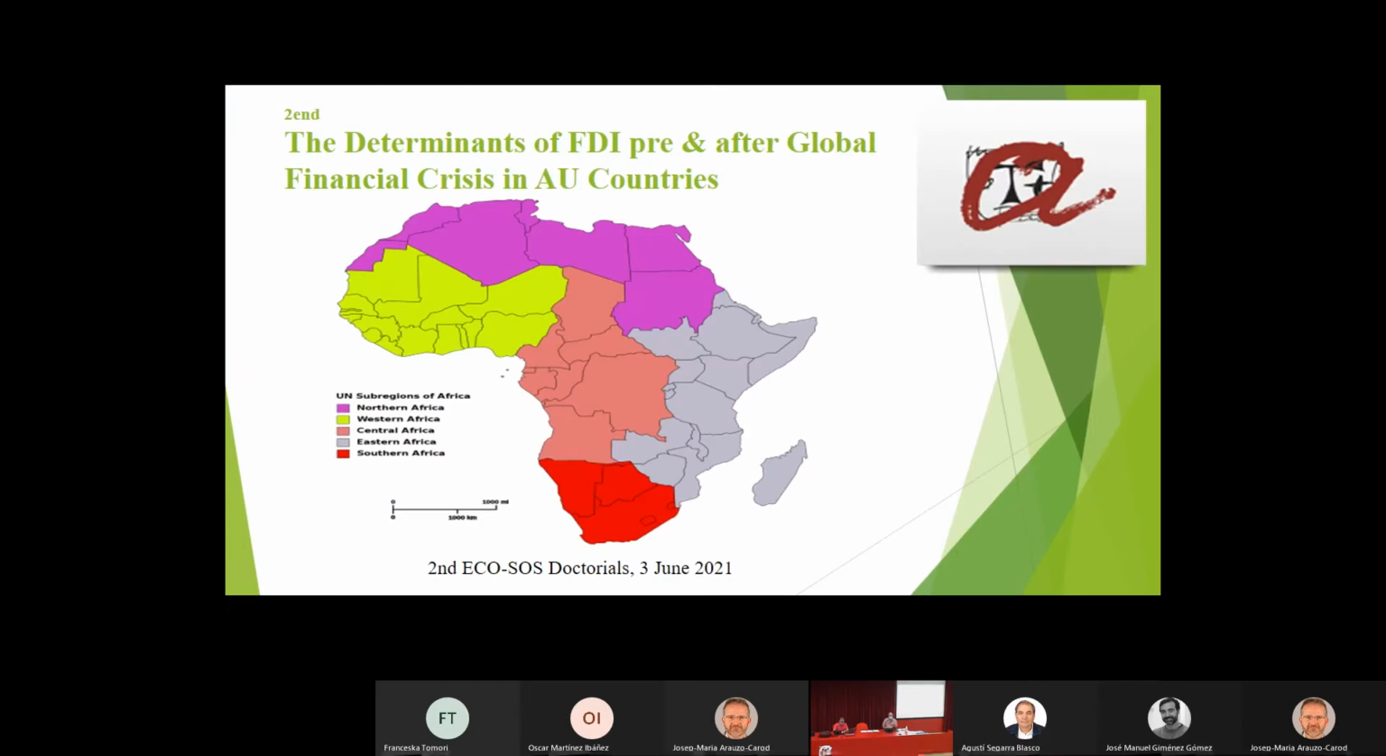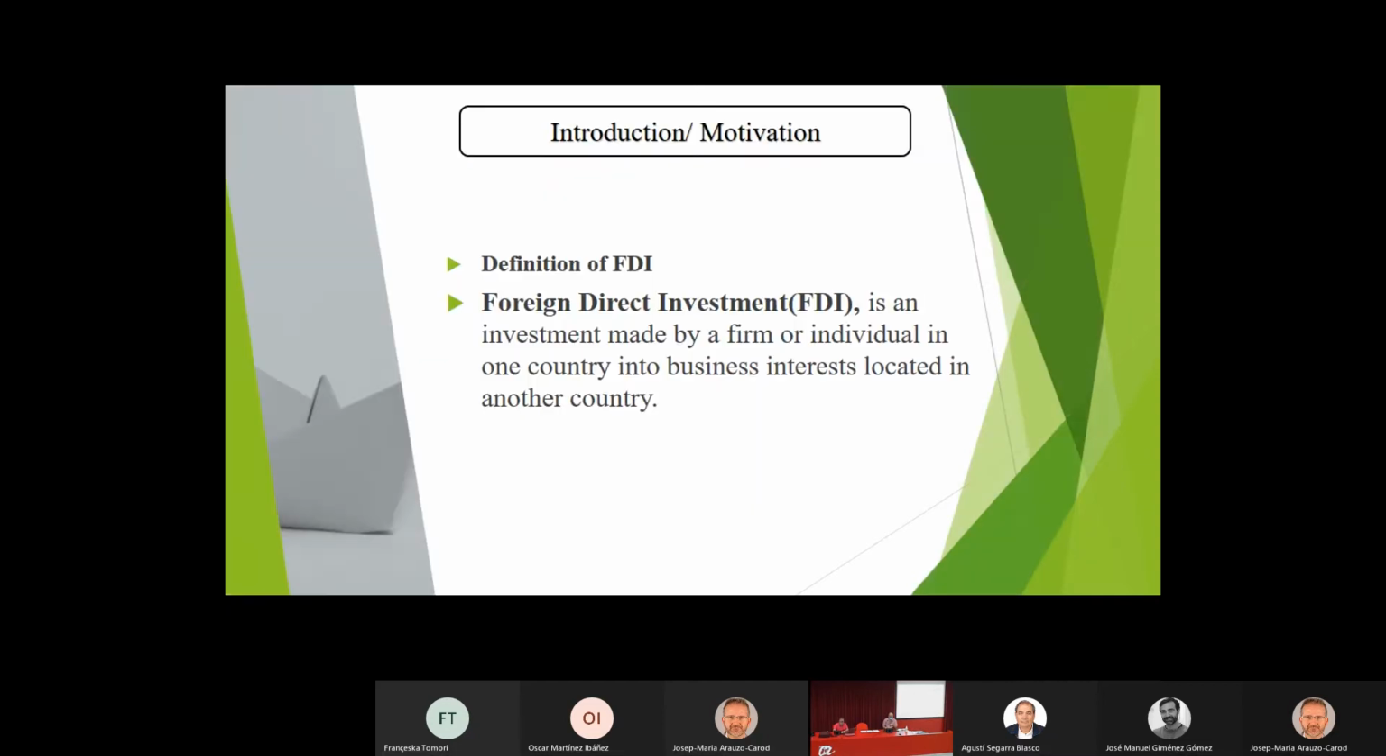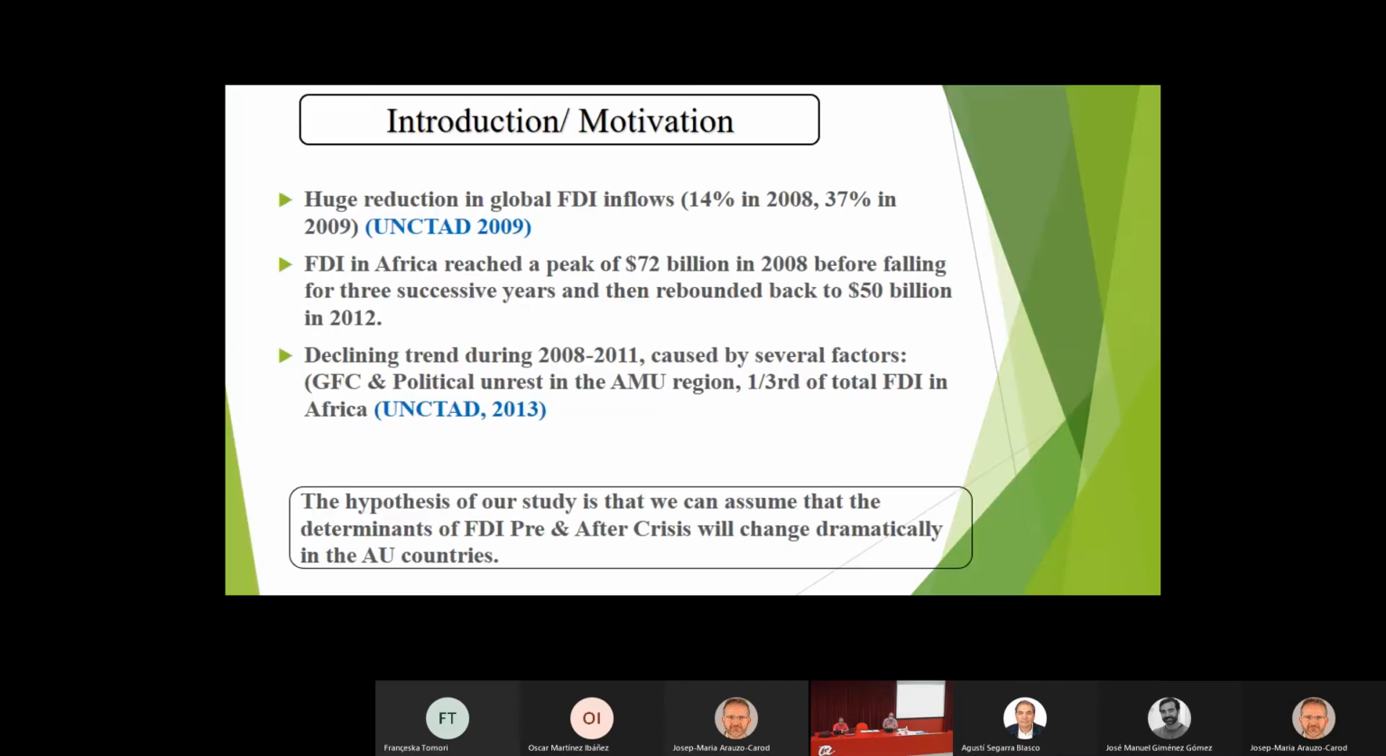The second chapter is the determinants of FDI before and after the global financial crisis in African countries. Foreign direct investment: this is the definition. It is an investment made by a firm or individual in one country into business interests located in another country.